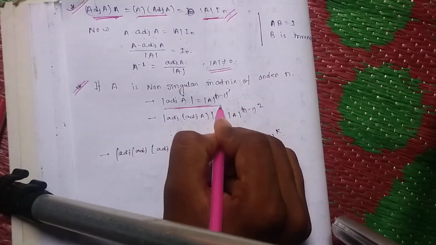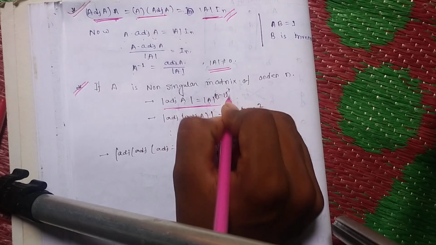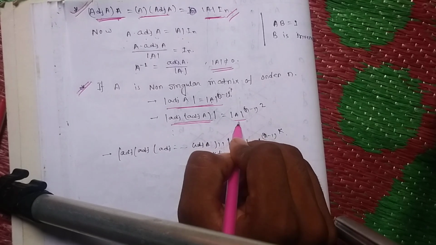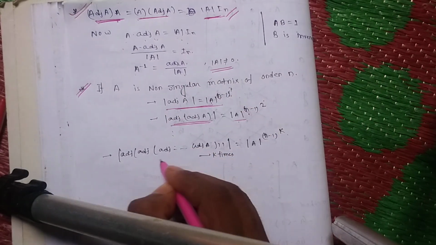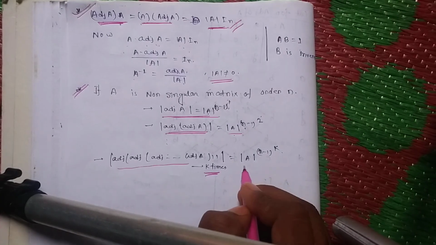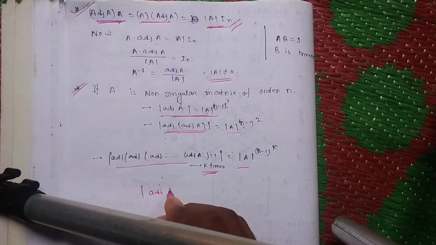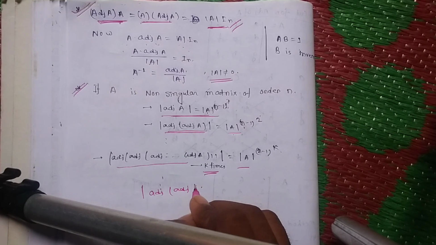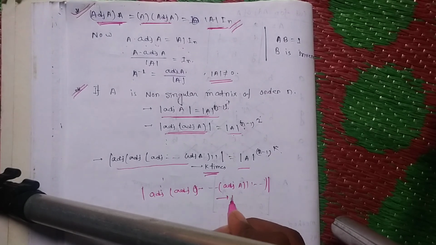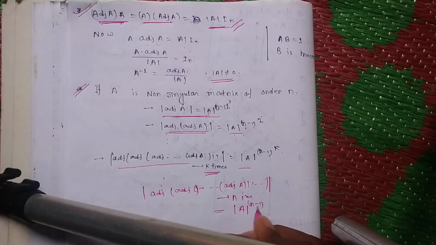Then determinant of adjoint of A is determinant of A power n minus 1 power 1, that means determinant of A power n minus 1. And determinant of adjoint of adjoint of A is determinant of A power n minus 1 square, and so on. For k times adjoint, the actual answer is determinant of A power n minus 1 power k. And for n times adjoint, our value will be determinant of A power n minus 1 power n.